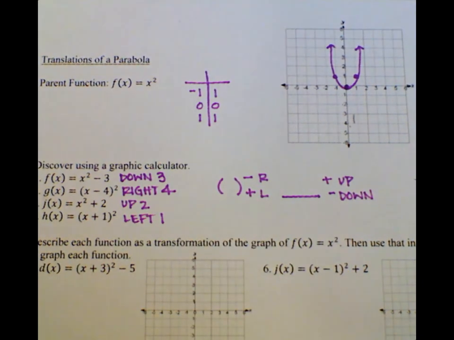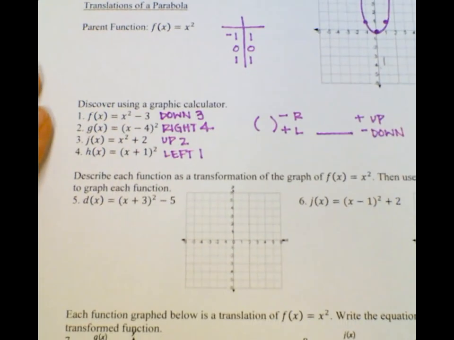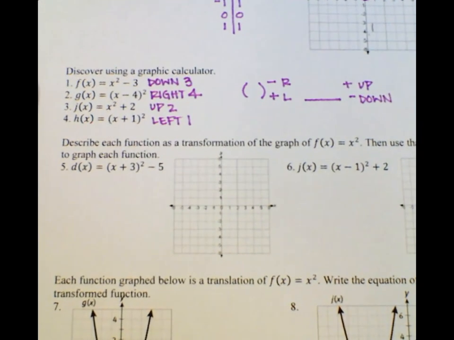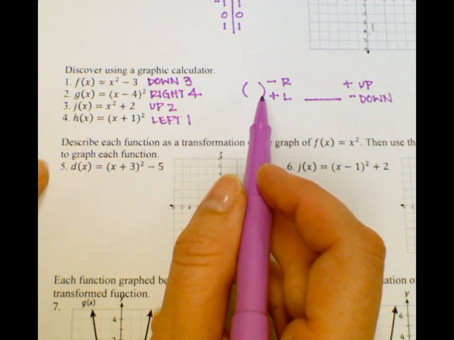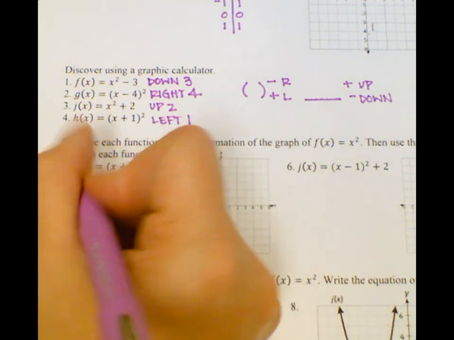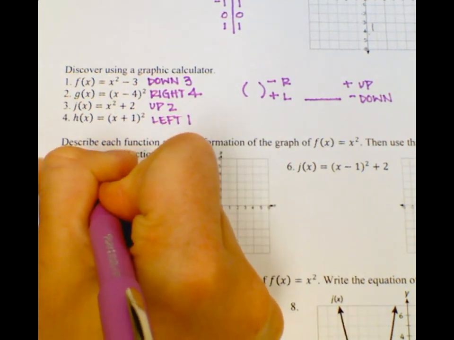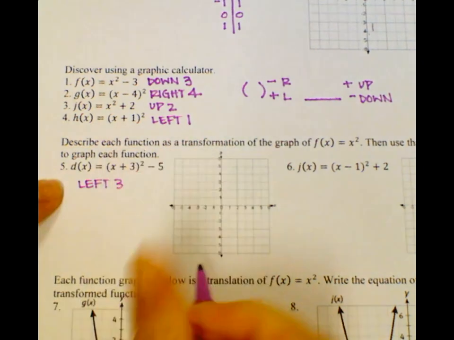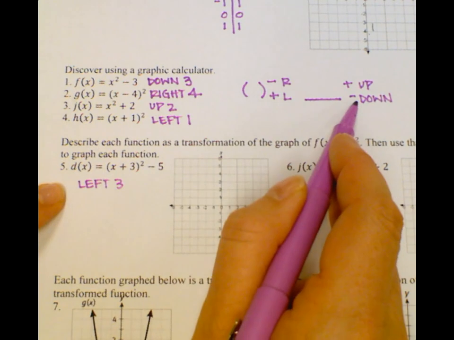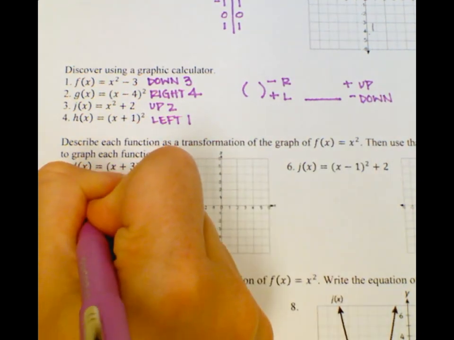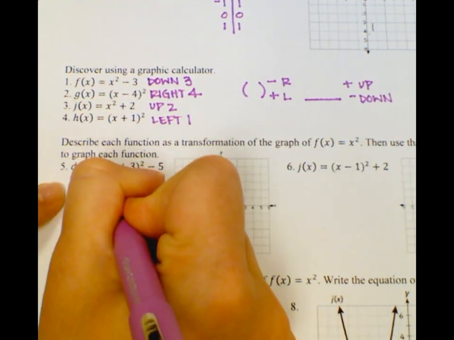So now let's look at this first one and see if we can graph it and tell me what it's doing. Okay, so now look, this one's in the parentheses and it's a plus sign. So in the parentheses plus, that means left. So this one is going left 3. Now, the 5 is outside of the parentheses and it's a minus. So we are going down 5.